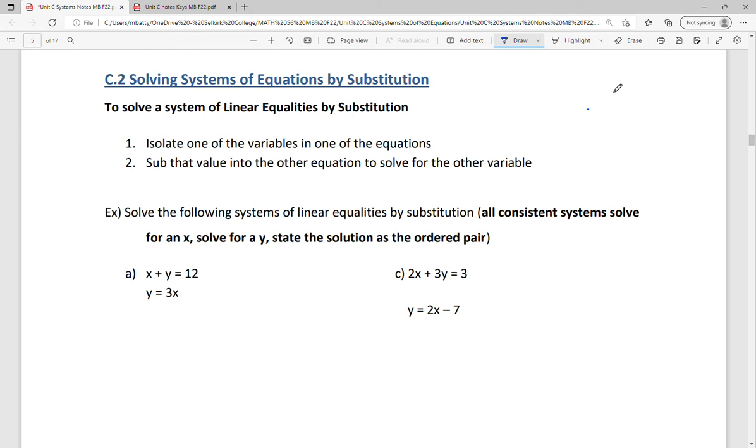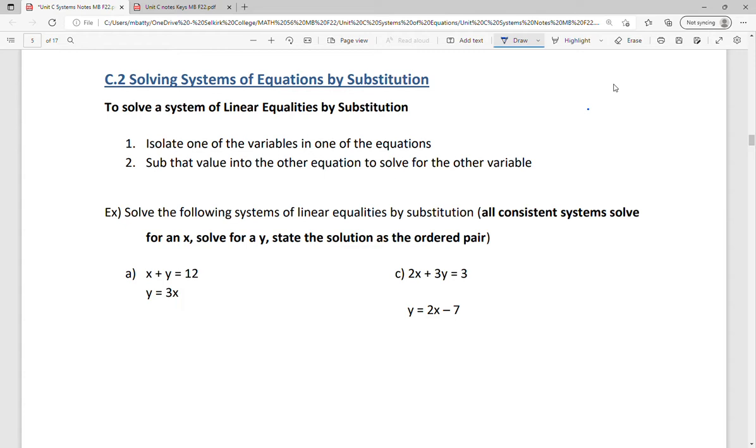So far in Unit C, we've solved systems through graphing and realized there's three different options when we are solving systems of equations. So we could have a unique solution, a consistent system, an x and a y that makes both happy. We could have a dependent system where the lines might look different, but they actually make the same line, and that would have an infinite number of solutions.